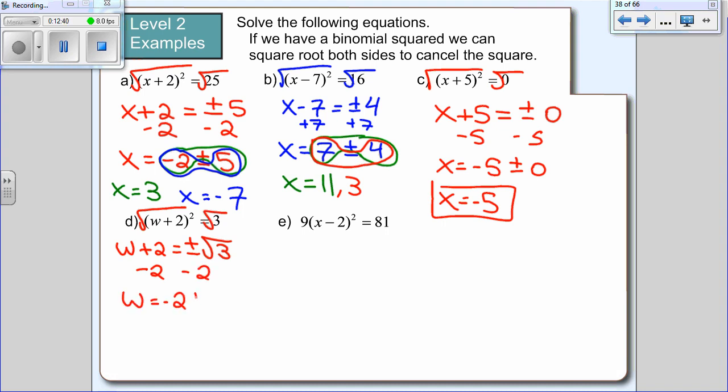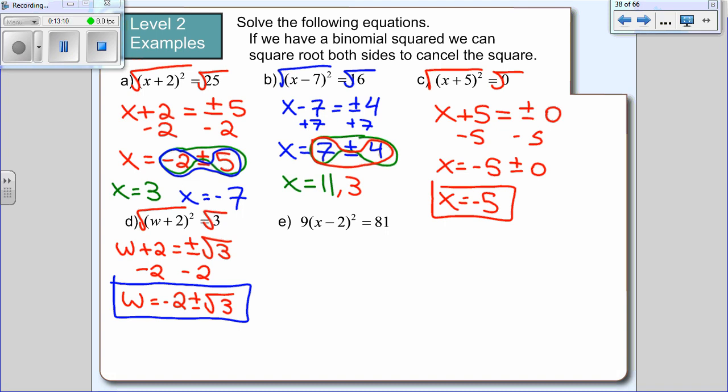In this situation, you can't convert that into a nice whole number like we've been doing. So that right there would be your answer. You would say w equals minus 2 plus or minus root 3. That would be how you write that solution, because it doesn't simplify. It's still an irrational number. We don't like irrational numbers. We like exact numbers.